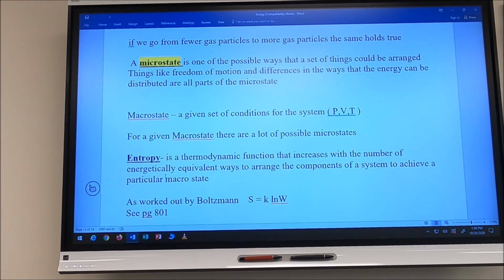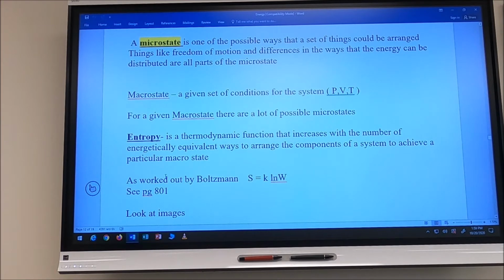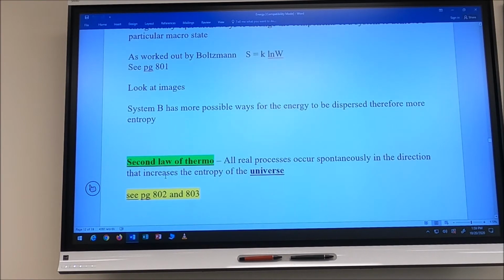Okay? A scientist by the name of Boltzmann was working on entropy, S, and his famous equation is S equals k times the natural log of W. It's on page 801 in your textbook. Don't panic. I'm not going to make you repeat it. Okay?